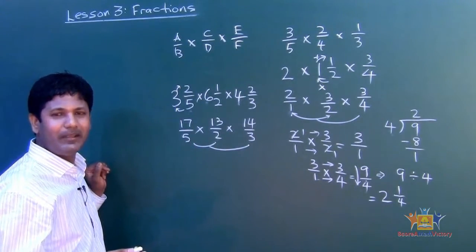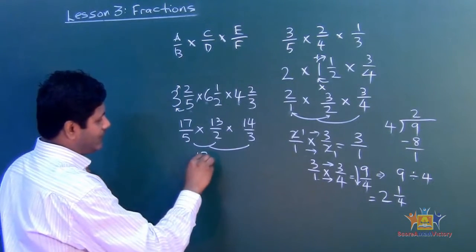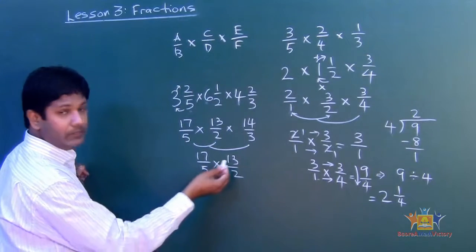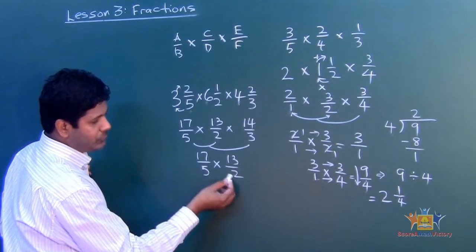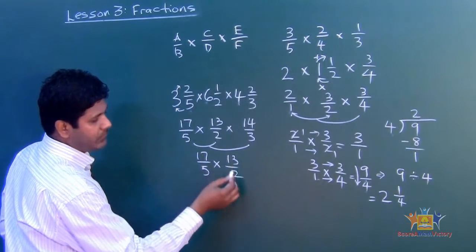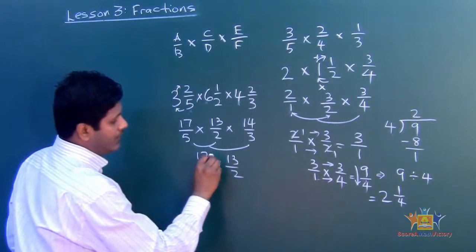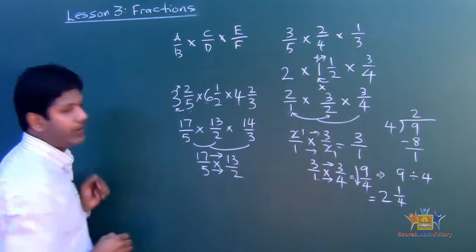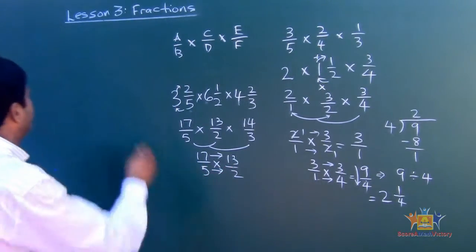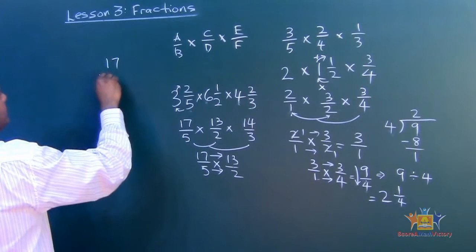That's it. Okay? So we take 17 over 5 times 13 over 2. See if you can simplify. 17 and 2 you cannot. 13 and 5 you cannot. 17 and 5 you cannot simplify. 13 and 2 you cannot simplify. That means I just go ahead and use the double arrow method. Okay? So we're going to take 17 times 13.